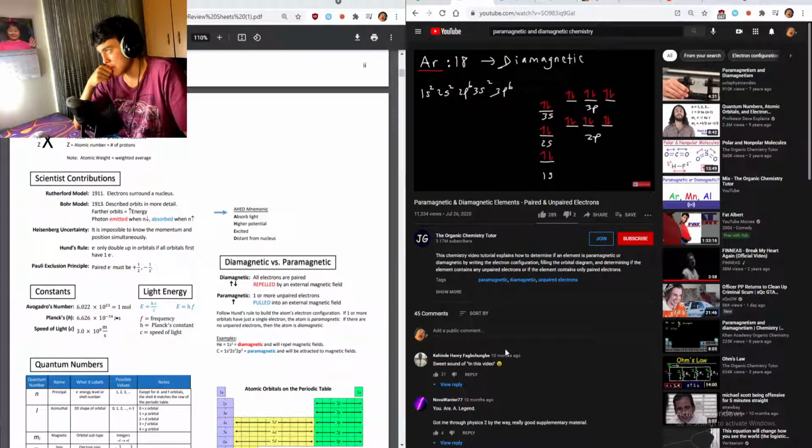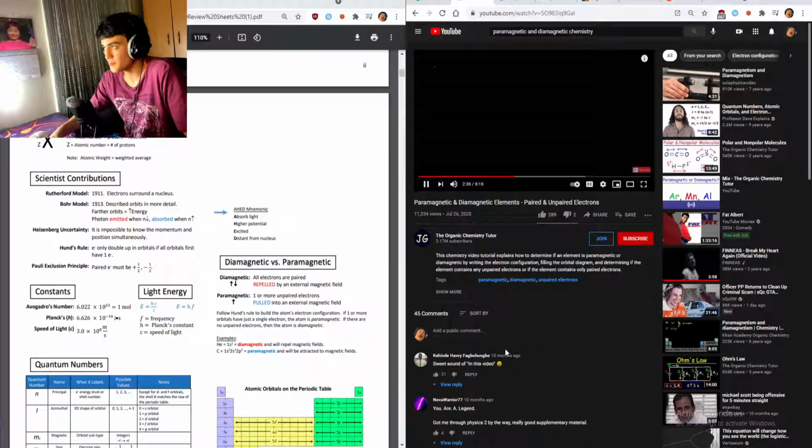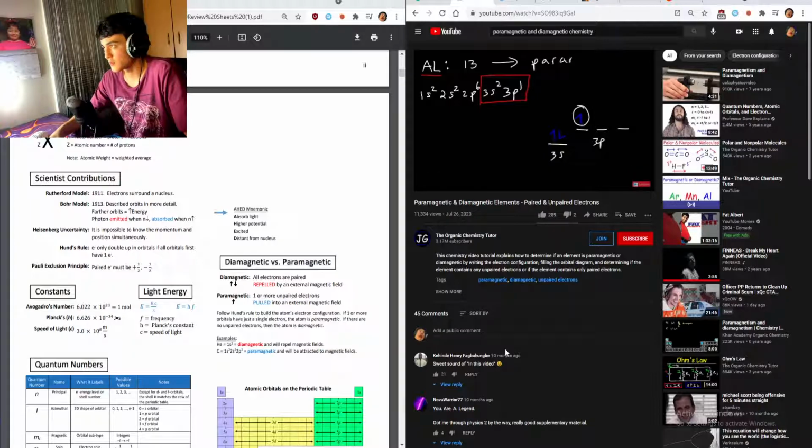A diamagnetic substance is one that is weakly repelled. So let's use aluminum configuration. Go to atom. Everything is going to be paired in the p sublevel, 1. We could say that aluminum is a paramagnetic substance. A paramagnetic substance is one that is weakly attracted to an external magnetic field.